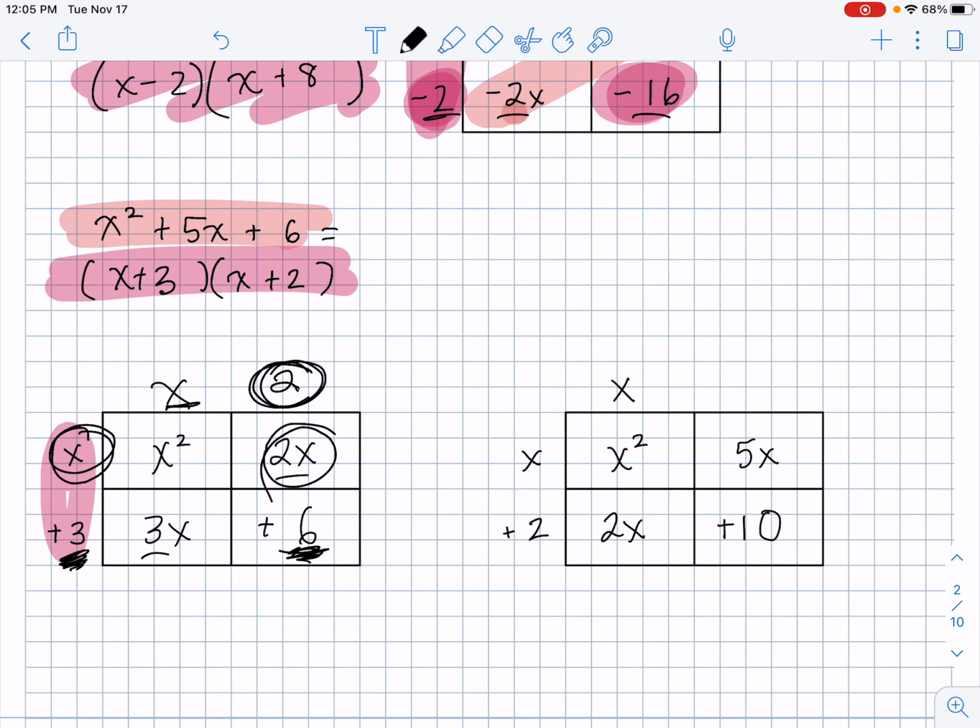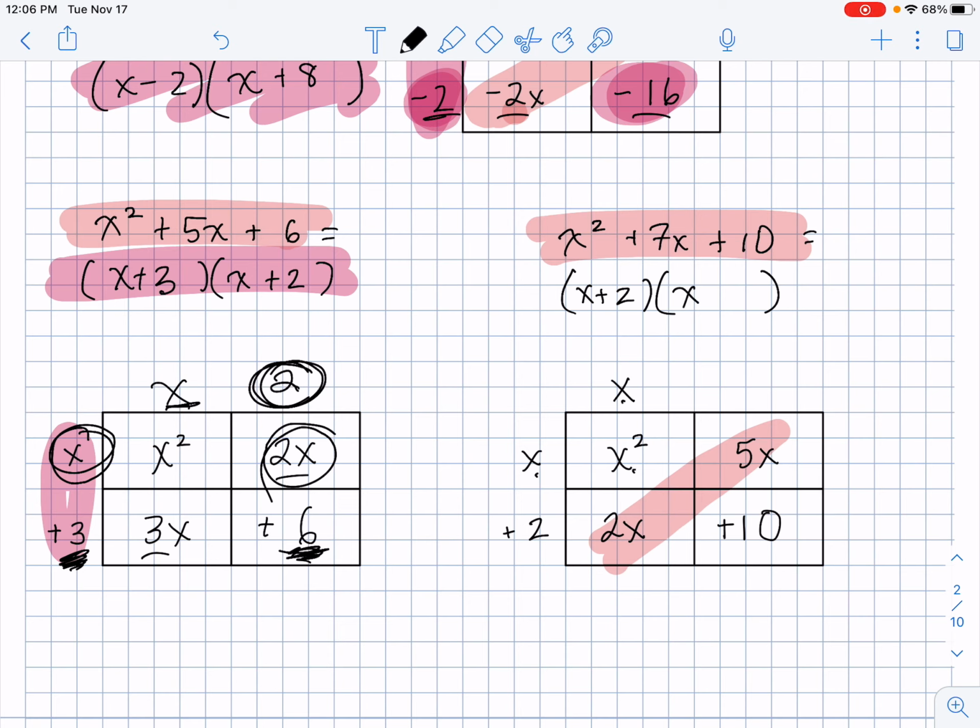We've got x squared plus 2x and 5x gives me 7x plus 10. Okay, x squared plus 7x plus 10. And the question is, what are the factors? What multiplies to make x squared plus 7x plus 10? Well, we know we're going to have x plus 2. The question is, what else do we have? Well, we're told we're going to have an x.